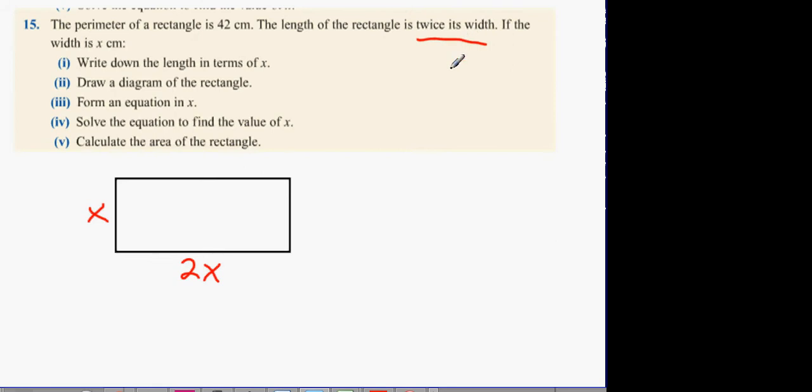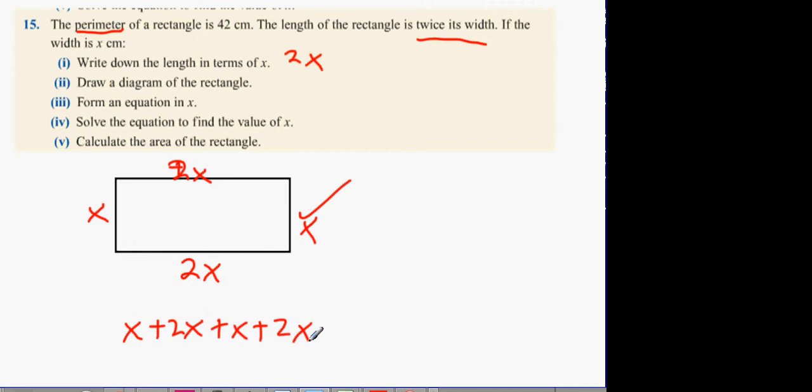2 bigger than its width would be x plus 2. Okay, write down the length, 2x. Draw the rectangle. Form an equation in x. How do you make an equation? What's the perimeter? x plus 2x plus x plus 2x.